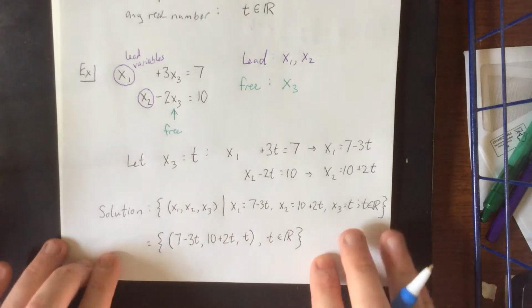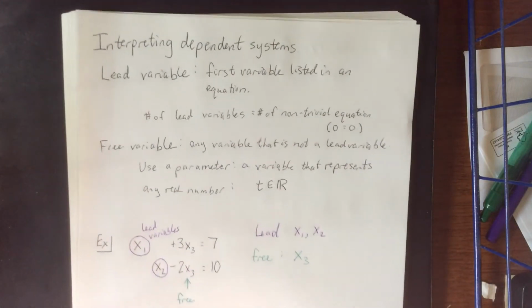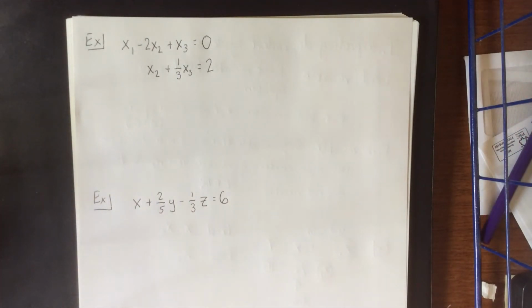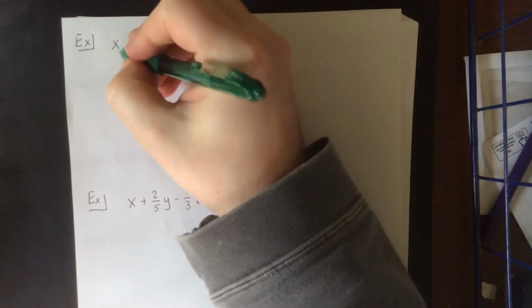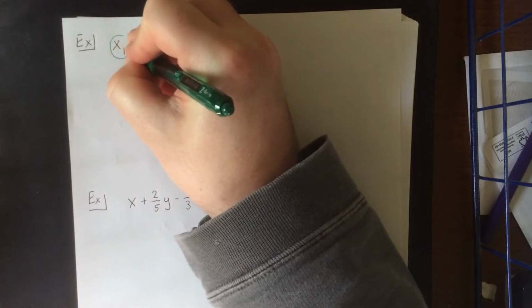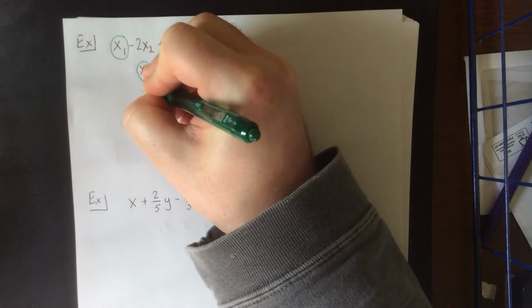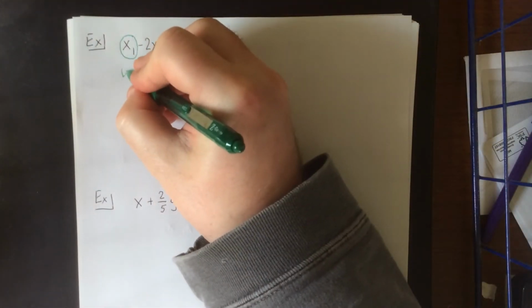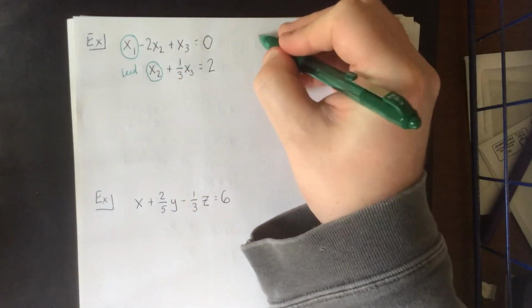So with that in mind, let's try out another example. This one will be in row echelon form, but not what we refer to as reduced row echelon form. So once again, we're going to start by identifying lead versus free variables. x1 is the first one listed in the first equation, and x2 is the first one listed in the second equation. These are our lead variables.